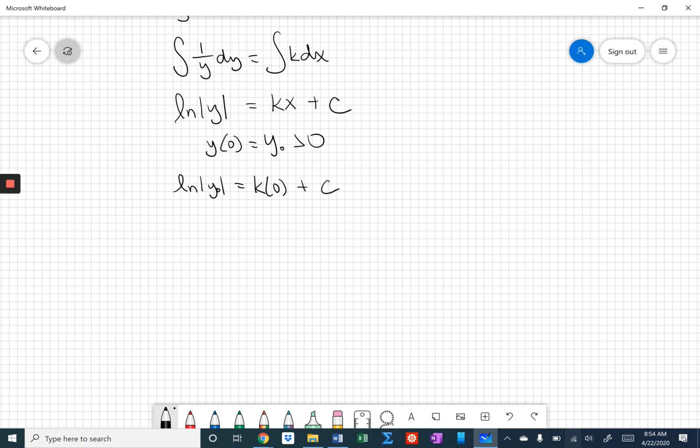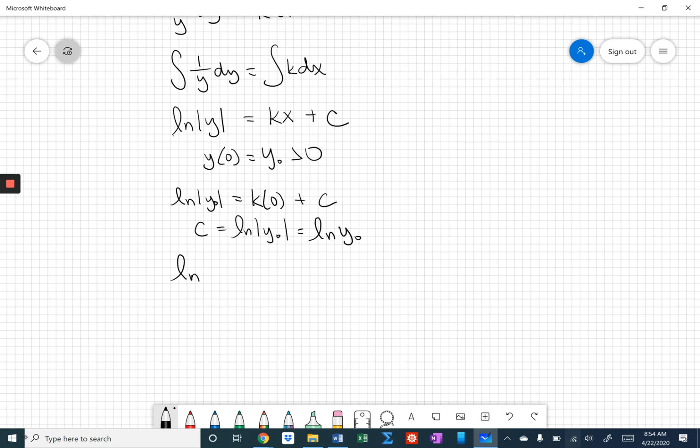All right, k times 0, of course, is 0, so this is just going to tell me that c is the natural log of the absolute value of y naught, or just the natural log of y naught, because we already said that y naught was greater than 0, and so the absolute value of a number greater than 0 is just itself. All right, so plugging this back in, we get the natural log of the absolute value of y equals kx plus the natural log of y naught.